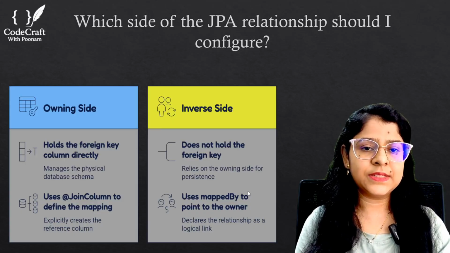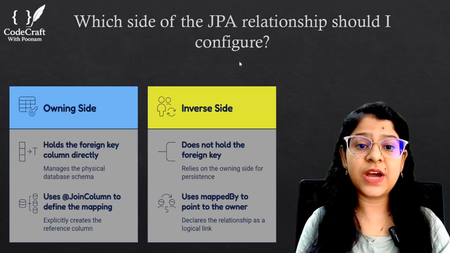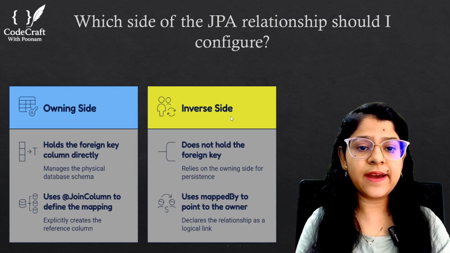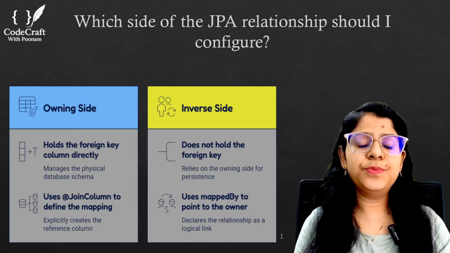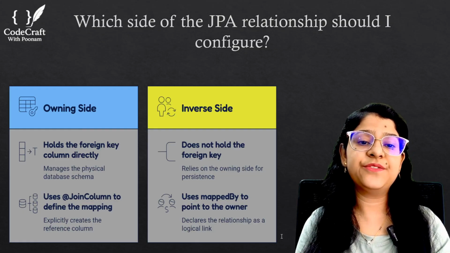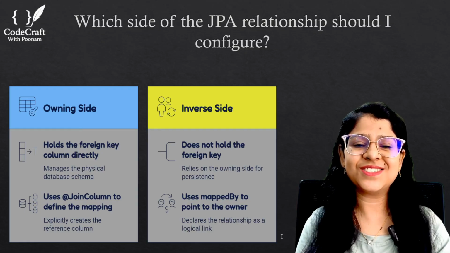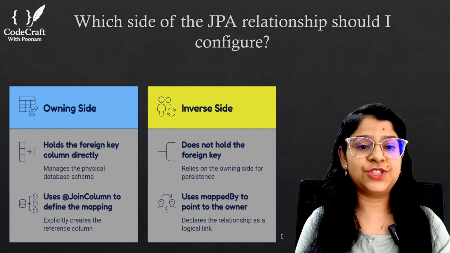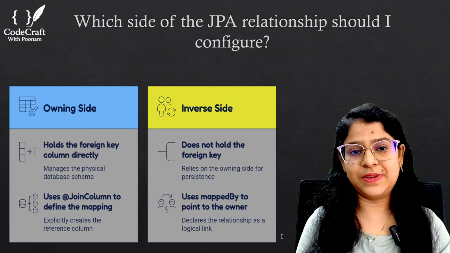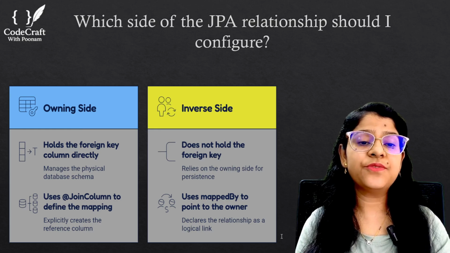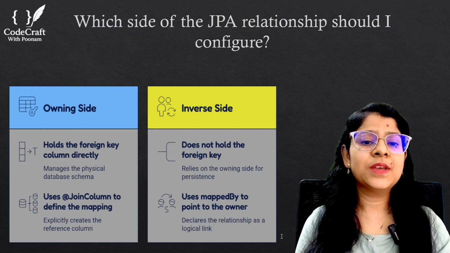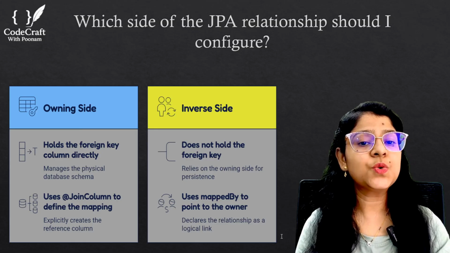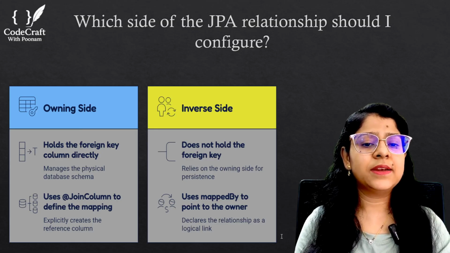Okay. So now coming to which side of the JPA relationship should I configure? As I told you, we have different sides for that relationship, so we have the owning side and the inverse side. What do you mean by this? This is the concept that confuses most beginners, so let's make it crystal clear. The owning side is nothing but the @ManyToOne annotation. In our example, it is recipe. Got it? It is the side that holds the foreign key column in the database. The recipe table has a category ID column, and your recipe owns the relationship because it stores the actual reference.